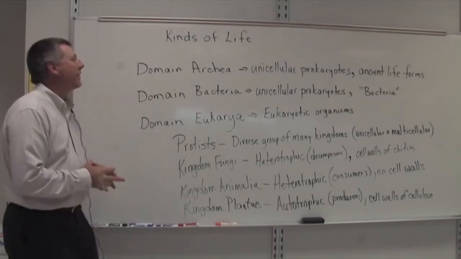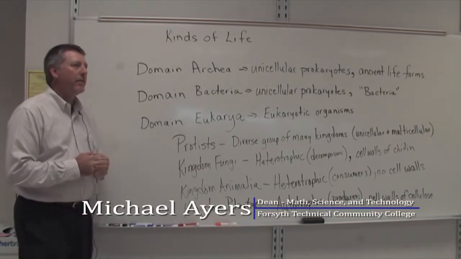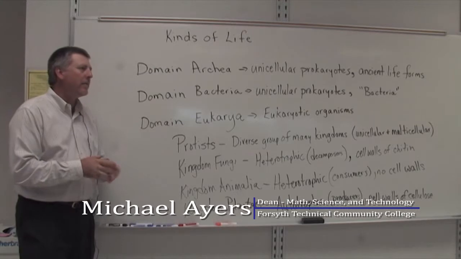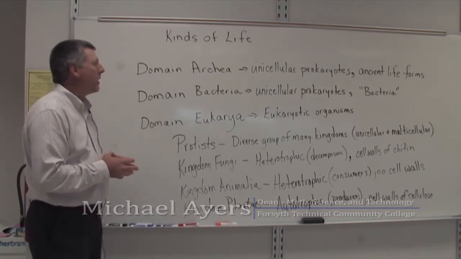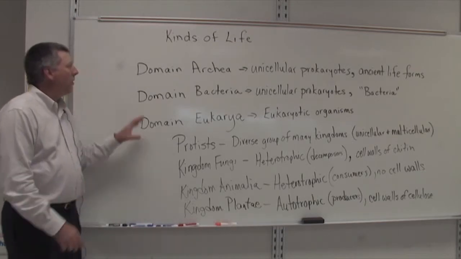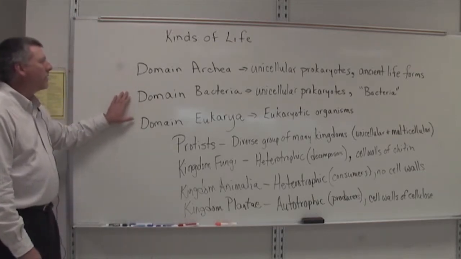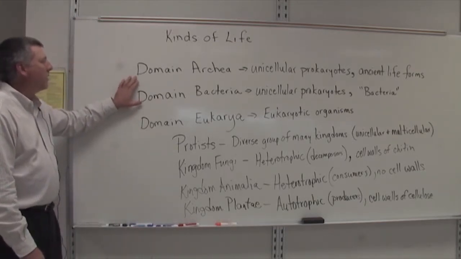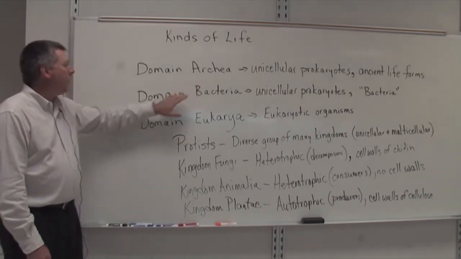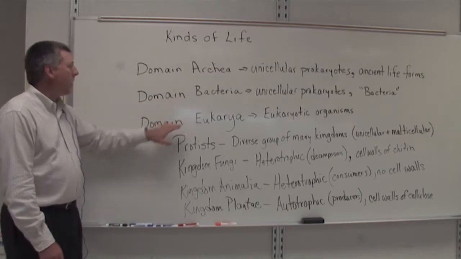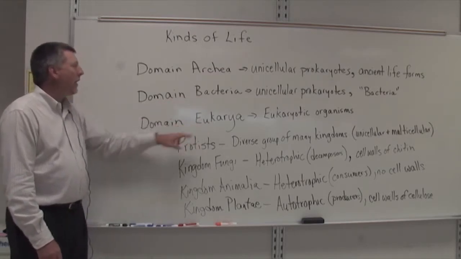All right, so let's think about the different kinds of life for a few minutes. If you think of all the different kinds of organisms that exist on Earth, there's much diversity there. We can break all the different kinds of living organisms into three different domains. There's the domain archaea, the domain bacteria, and the domain eukarya.